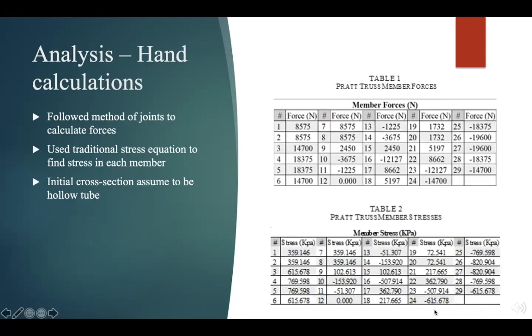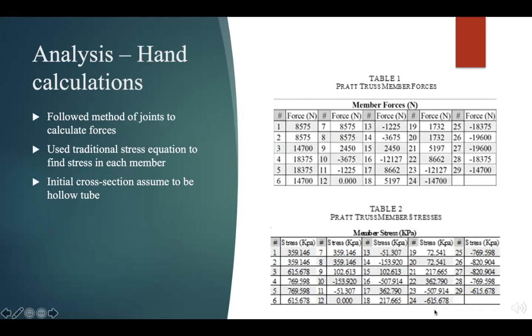To understand the behavior and structural stability of the footbridge, several hand calculations of truss forces and stresses were carried out and are shown in Table 1 and 2. Method of joints was used to calculate the truss forces, assuming that all the loads and supports remain static, that is, the sum of forces in all directions is zero.